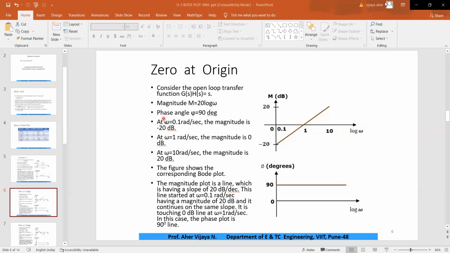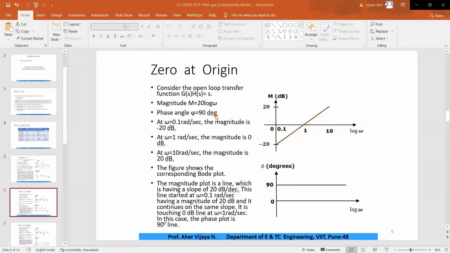Now, phase angle phi is equal to 90 degree, that is given in the table. So no need to find out the phase angle. Standard phase angle for s is 90 degree, and for 1 divided by s the phase angle is minus 90 degree. So that you have to remember. No need to calculate again. Now, for different values of omega, angular frequency, you will get the magnitude.